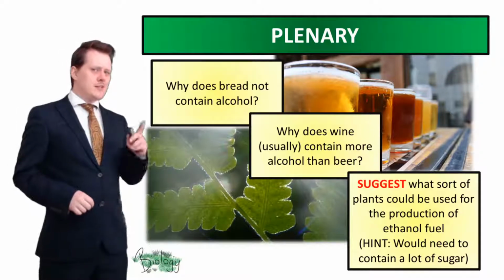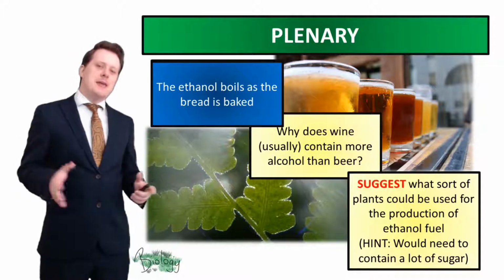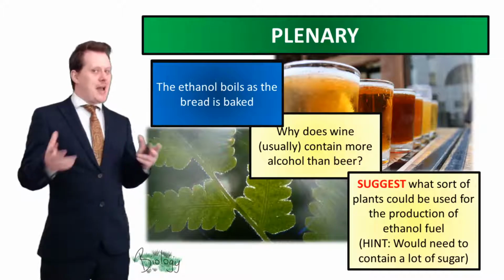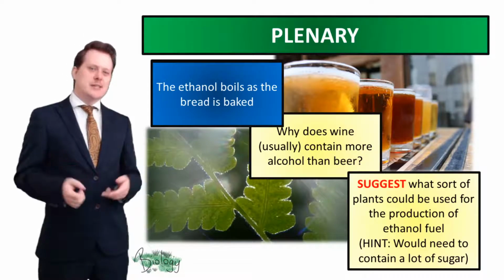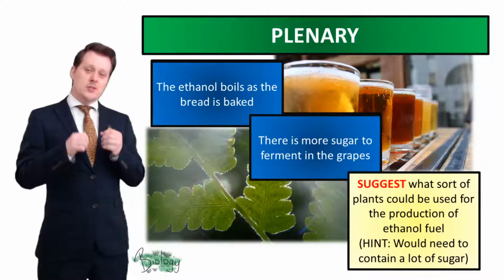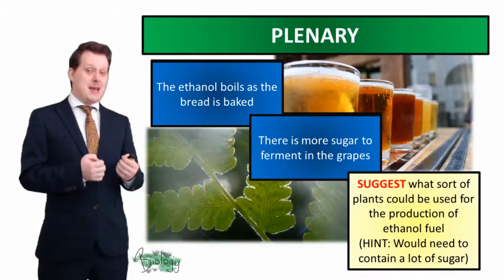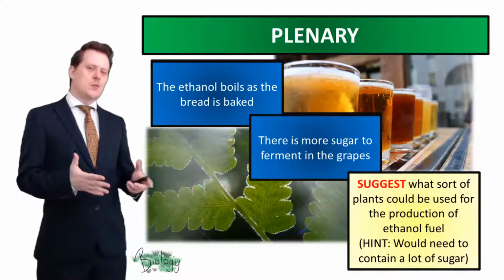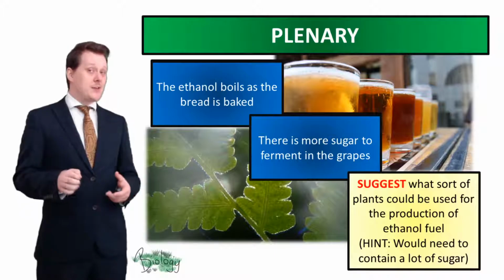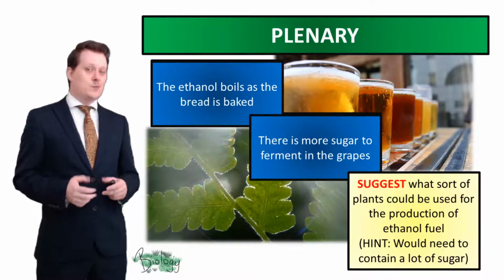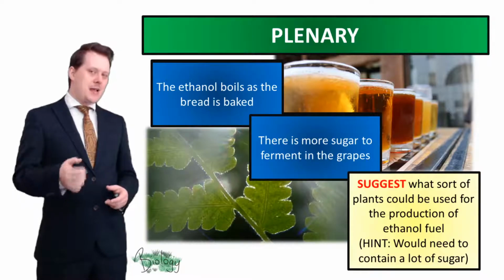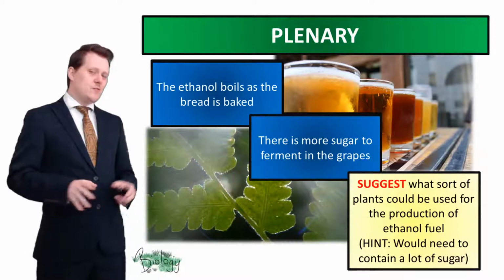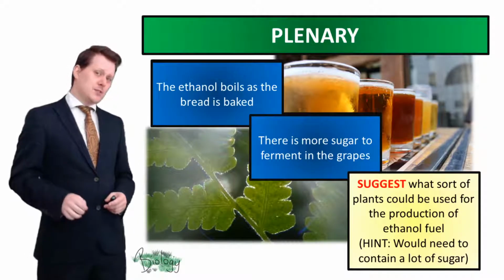So why does the bread not contain ethanol? Well, because when you bake the bread, the ethanol boils. It changes state from a liquid to a gas. So why does wine usually contain more alcohol than beer? It is because the grapes contain more sugar to ferment into ethanol than the barley does for the beer. So suggestions as to what sort of plant could be used for the production of ethanol fuel, it would be any plant which contains a lot of sugar. Plants which contain lots of sugar are those which bear fruit. So any suggestion which has a fruit-bearing plant is a good suggestion.